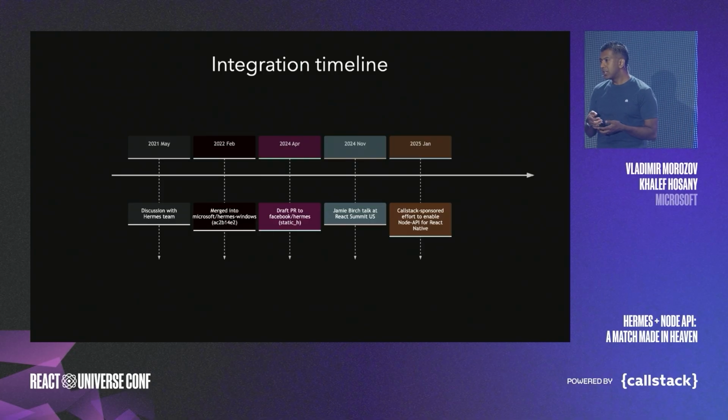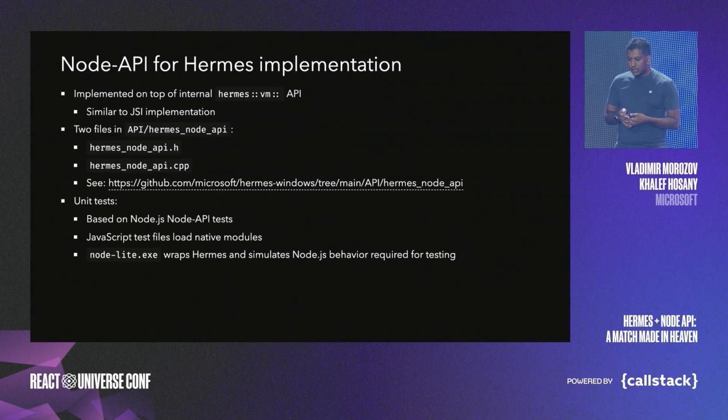Then we started seeing some interest in the React Native community as well. For example, Jamie Birch had a talk recently about this. And as I was mentioning earlier, in 2025, CodeStack started sponsoring work to enable Node API for React Native. The way it works is pretty simple. It works on top of the existing Hermes APIs, so it's very similar to the way JSI is implemented. There are two files that contain the implementation, a header file and a CPP file, that you can take a look at with the link we provided here.